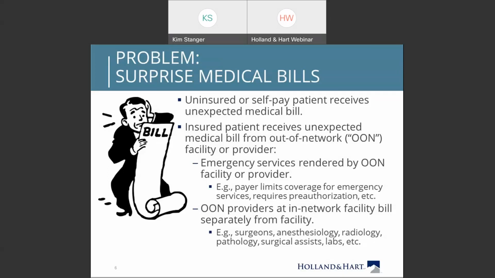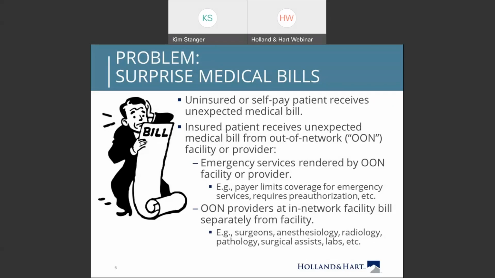Or alternatively, it might also arise in a situation where they receive a bill from an out-of-network provider who was rendering the services at a network facility. So the patient shows up at a facility, a hospital or other facility that they thought was going to be covered, only to be surprised by receiving a separate bill from surgeons, anesthesiologists, radiology, pathology, or any of those other services who may be out of network.